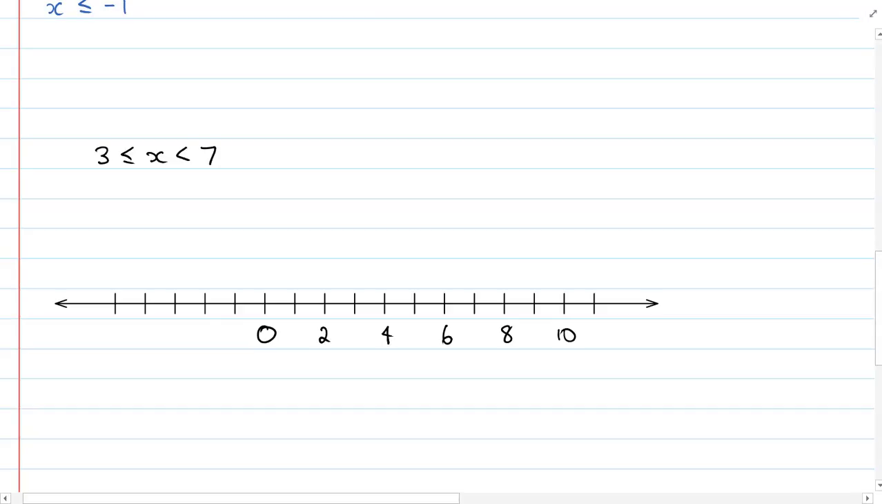Now here's my 3, and x is greater than or equal to 3, so I draw my circle and I fill it in. And here's my 7, but it's not less than or equal to 7, it's just less than 7. So I draw an open circle, I connect the two circles, and this indicates that x is somewhere between 3 and 7. It's greater than, but could be equal to 3, but it cannot be equal to 7 because the circle is not filled.